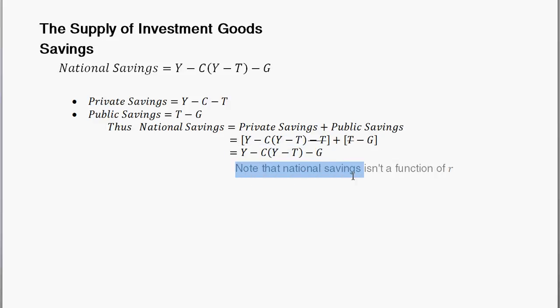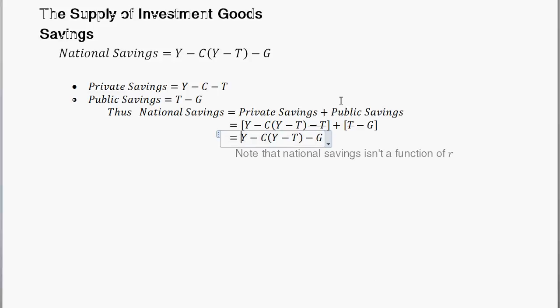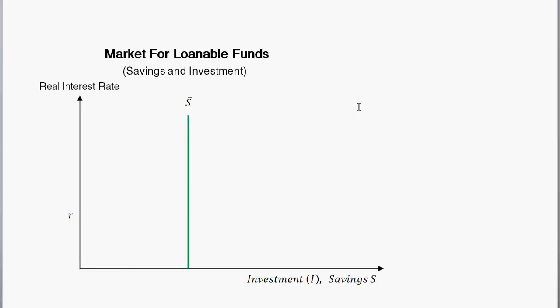Also note that none of these things are a function of the real interest rate. So what that means is savings is going to be this vertical line here that's fixed. So savings is just some amount equal to national savings. So savings is equal to this little relationship right here. And it's a nice little vertical line. So that's the supply of loanable funds.